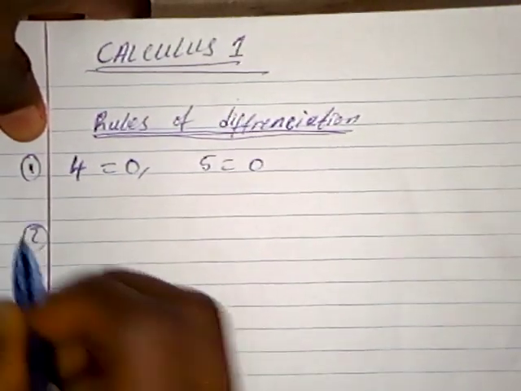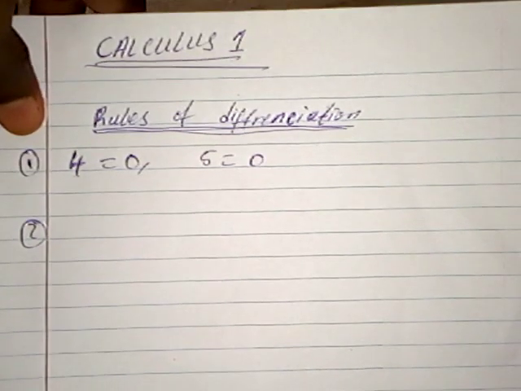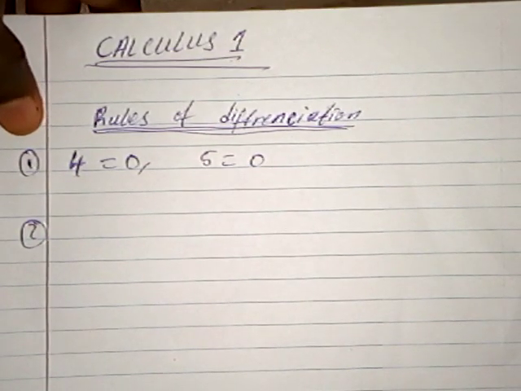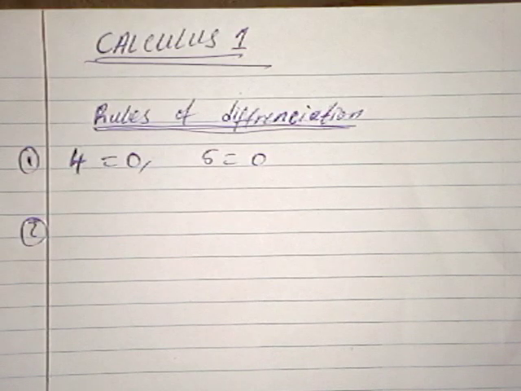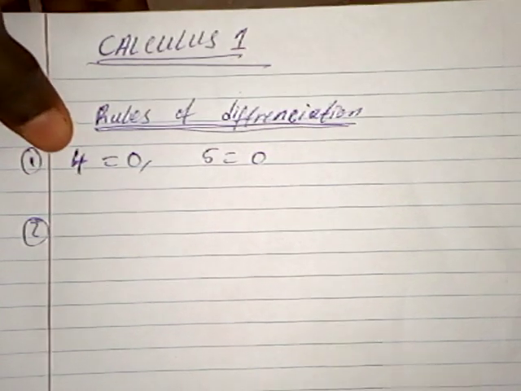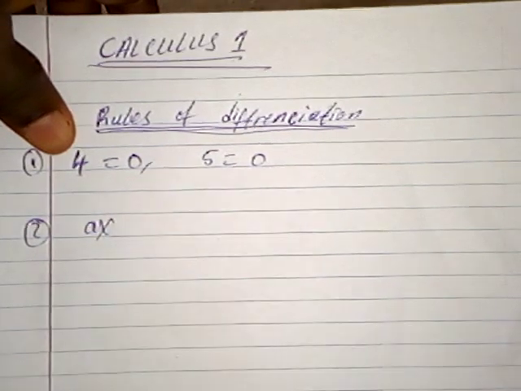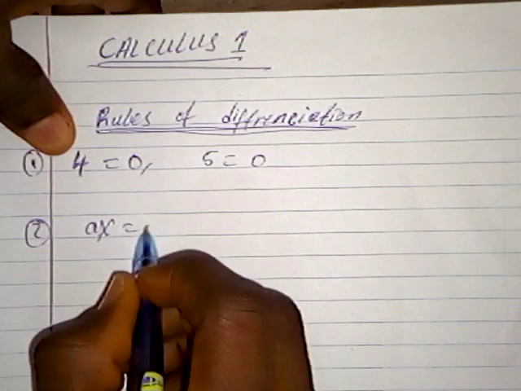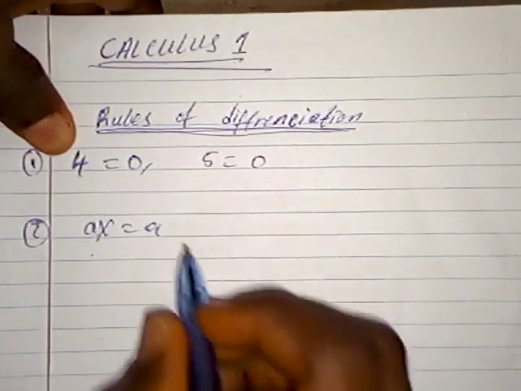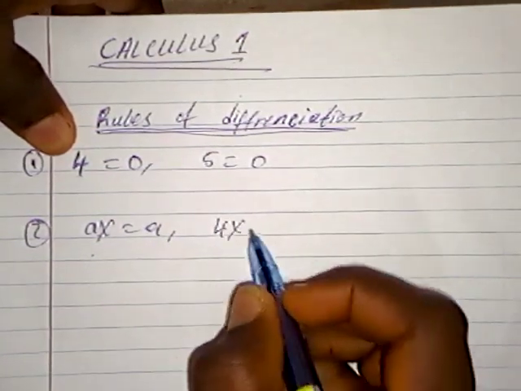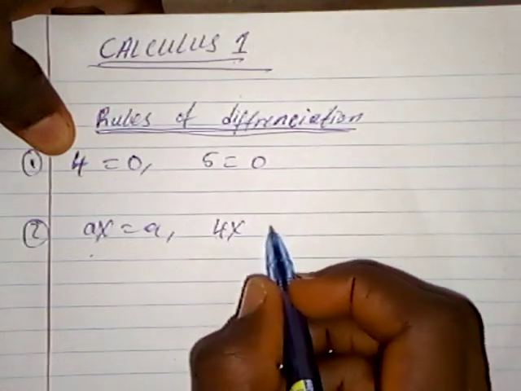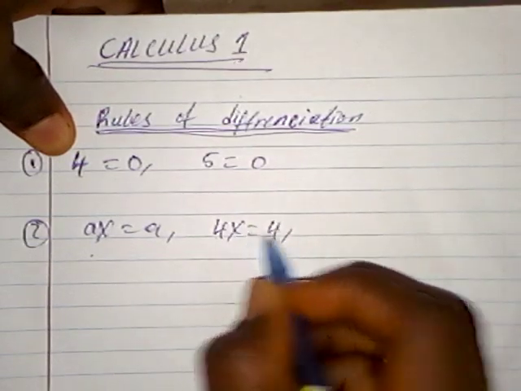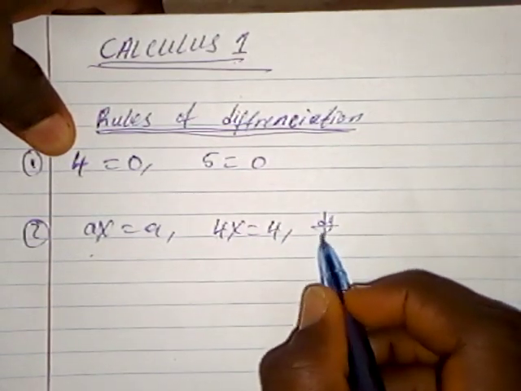The second rule of calculus, which you must take note, talks about the differentiation of both a variable and a coefficient. Both coefficient and a variable. Example, ax. The differentiation of this is what? Ax is what? A. You see it? In other words, 4x, the differentiation of 4x is what? 4. Right? The first derivative, right?